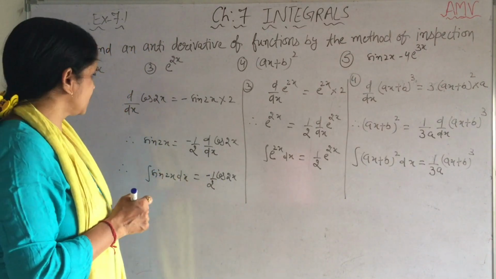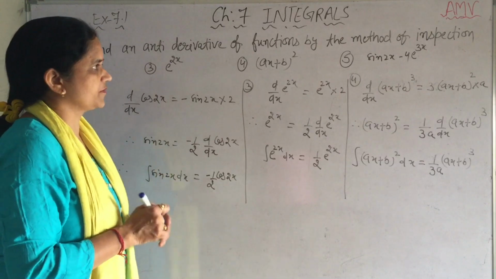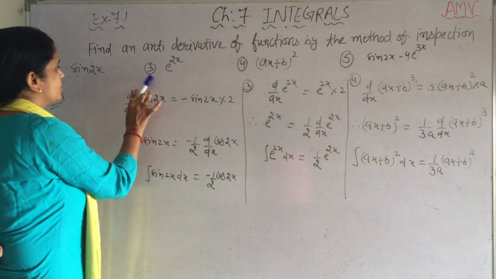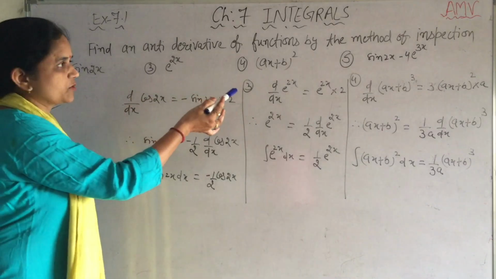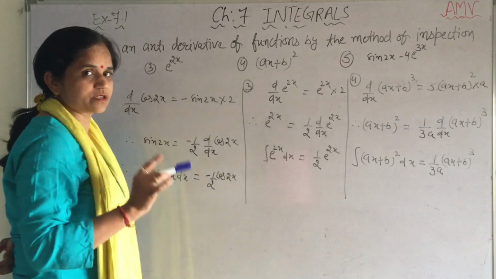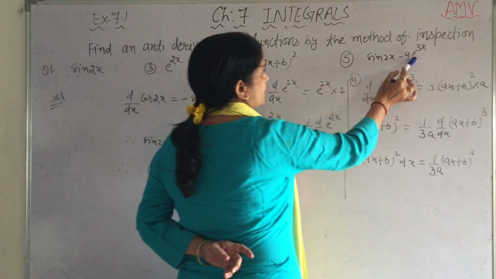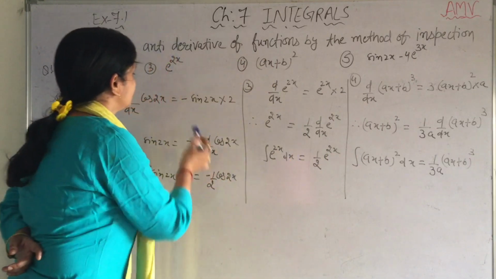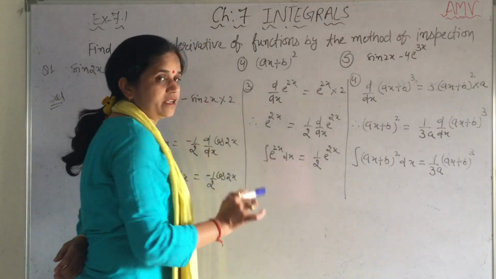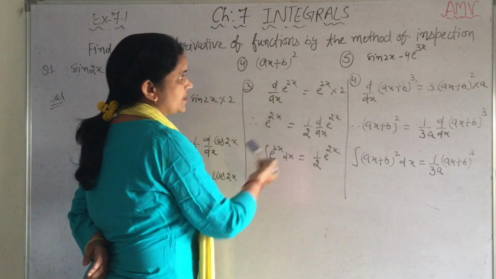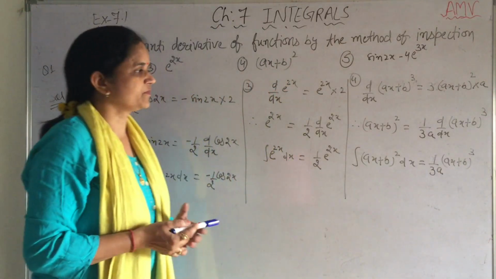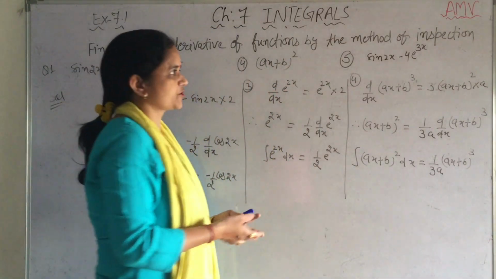Now move to question number 5. It is also, students, a combination of these two questions. First, it is sin 2x. Apply this method, same as here, and you will get minus 1 by 2 cos 2x. And then for e raised to 3x, as with e raised to 2x, for 3x you will get 1 by 3 e raised to 3x. And then subtract the two functions. This will be the answer. Now move to the next question.